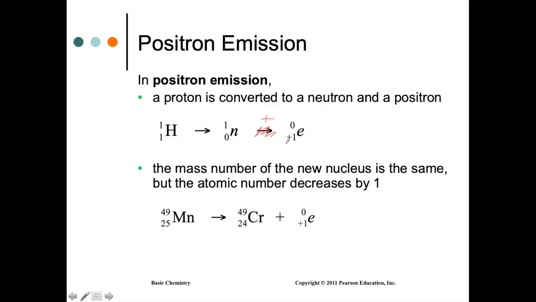So let's see an example of a positron in an actual positron emission. Here we have manganese 49, and its daughter nucleus after positron emission is chromium 49. So here's our positron.